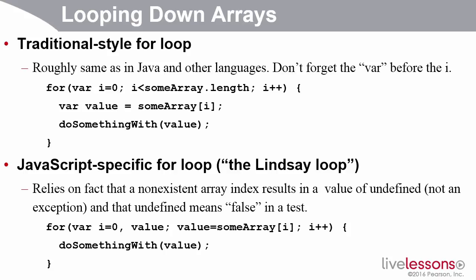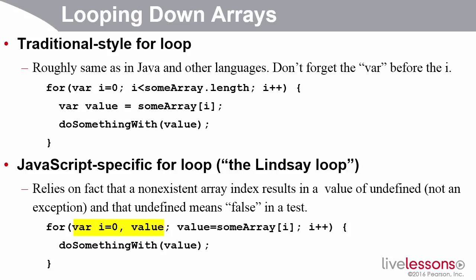So remember that a for loop has 3 parts, each separated by a semicolon. The first part introduces 2 variables, i, which it sets to 0, and value, which it doesn't give an initial value. So the 2 variables are i and value. i has an initial value of 0. value has no initial value.